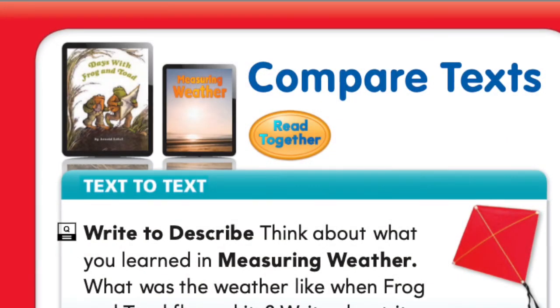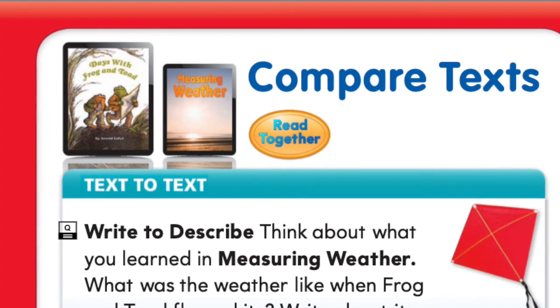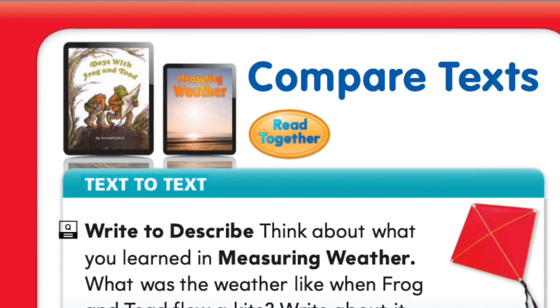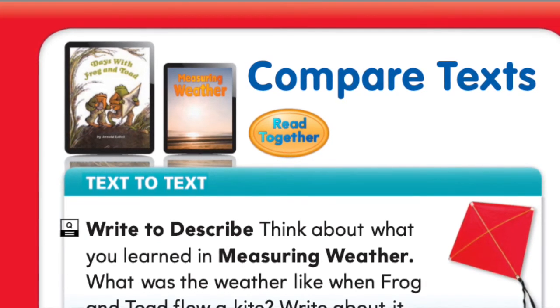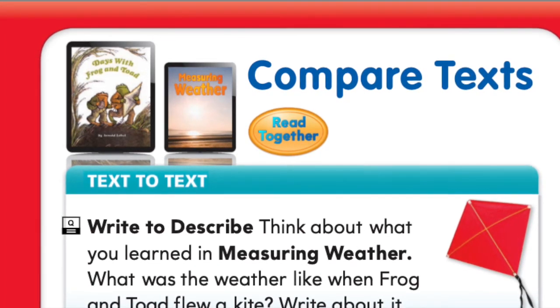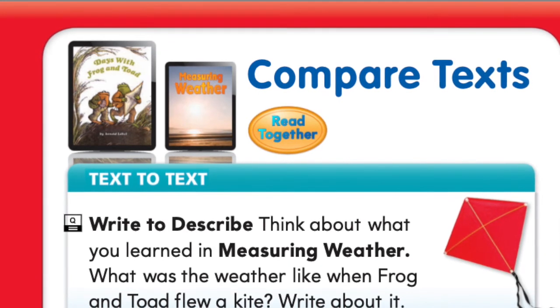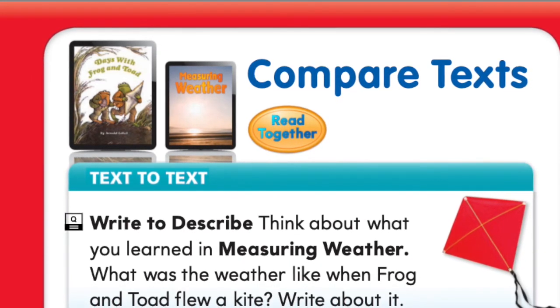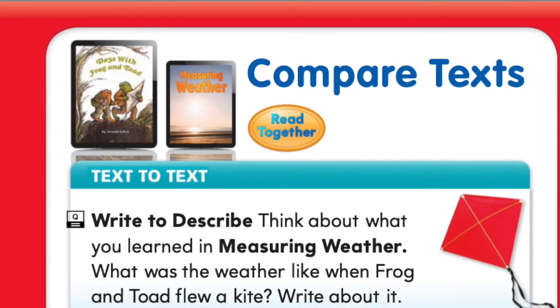Let's look at page 109. Compare texts. Now that you have read The Kite from Days with Frog and Toad and Measuring Weather, I would like for you to choose one compare text activity to complete. Text to text. Write to describe. Think about what you learned in Measuring Weather. What was the weather like when Frog and Toad flew a kite? Write about it.